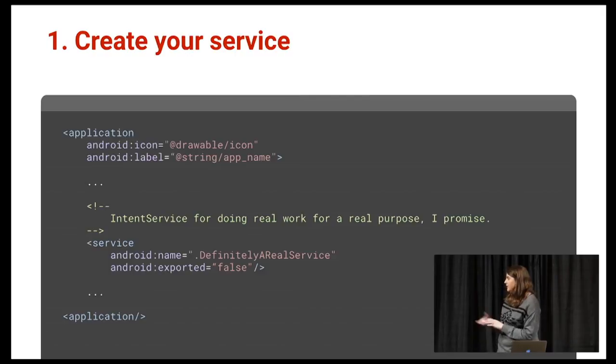And then, of course, some of you may know exported is this variable that says you can restrict the service to only being accessed by your app, which is what false means. Or if you set it to true, other apps may be able to interact with your service and set it off, which is sometimes really valuable.